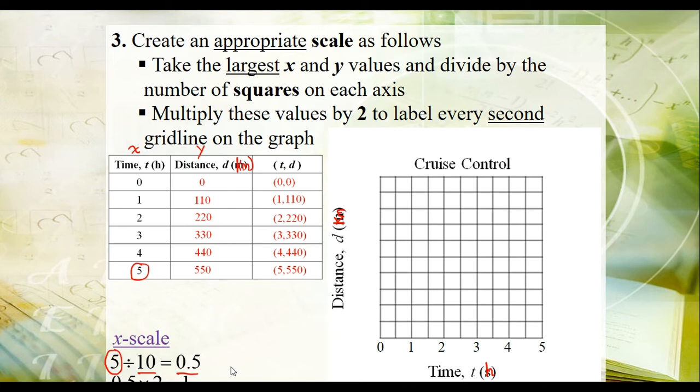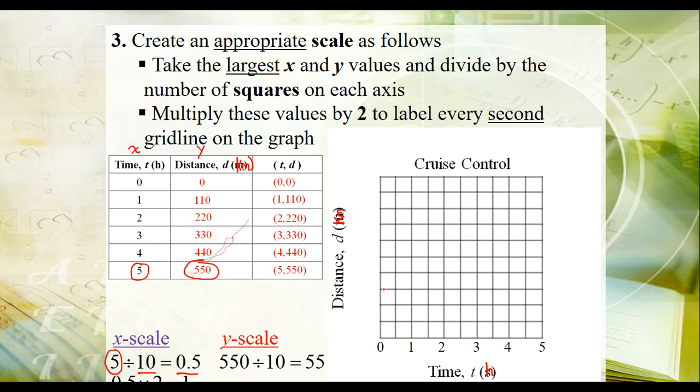Now the Y scale, we want to take the largest Y value, so that's 550. And then we want to divide by the number of squares on that axis. There are also 10 squares on the y-axis. So 550 divided by 10 would be 55. What that means is every single grid line would go up by 55. So it'd be like 55, 110, 165, 220, etc.